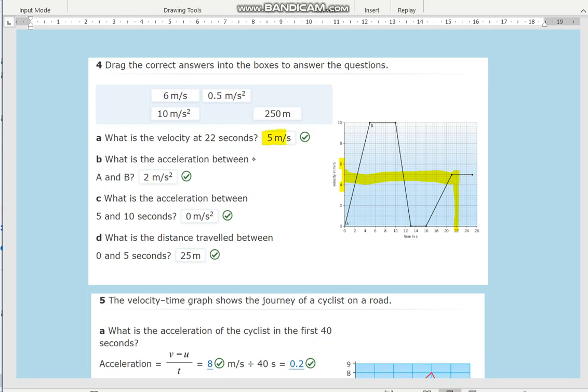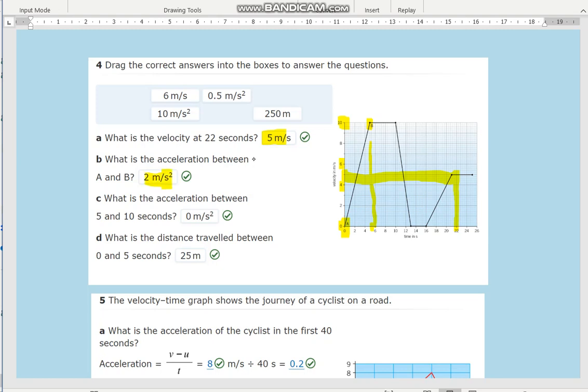What is the acceleration between A and B? So here's A, here's B. The acceleration is found by dividing the change in velocity, which is 10 meters per second from 0 to 10, by the change in time, which has gone from 0 to 5 seconds. So we work that out to be 10 divided by 5 gives us 2 meters per second squared.